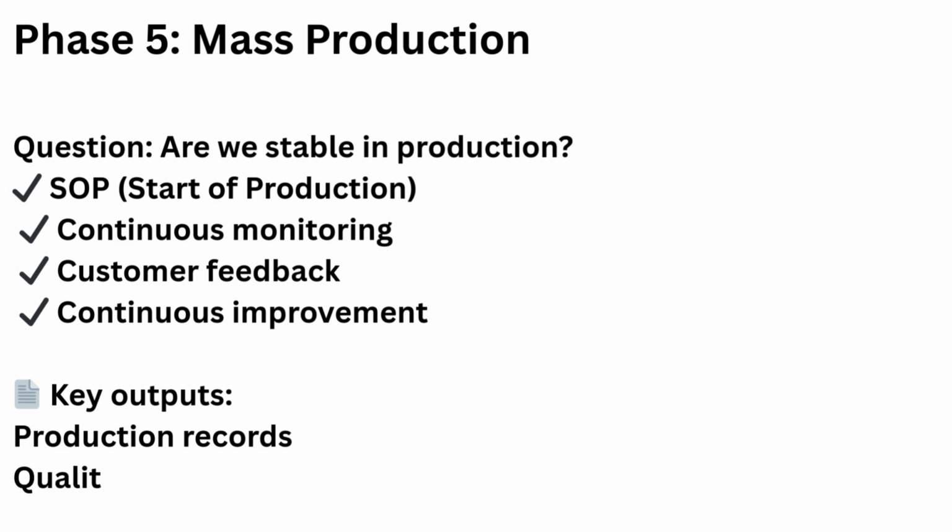Customer feedback is closely reviewed to identify any issues or improvement opportunities after product launch. Based on production data and feedback, continuous improvement activities are implemented to improve quality, cost, and efficiency. The key outputs of Phase 5 include production records and quality performance data, which confirm process stability and long-term capability. With this phase, the APQP cycle is successfully completed.